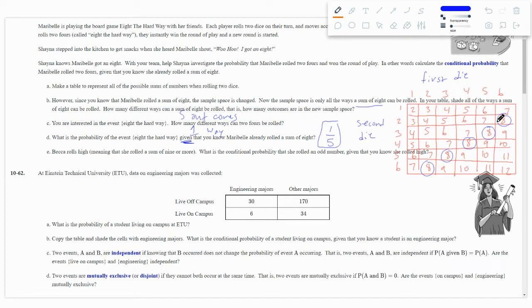Now, part E is a completely separate question from 8 the hard way. Becca rolls high, meaning she rolled a sum of 9 or more. So what is the conditional probability that she rolled an odd number, given that she rolled high?